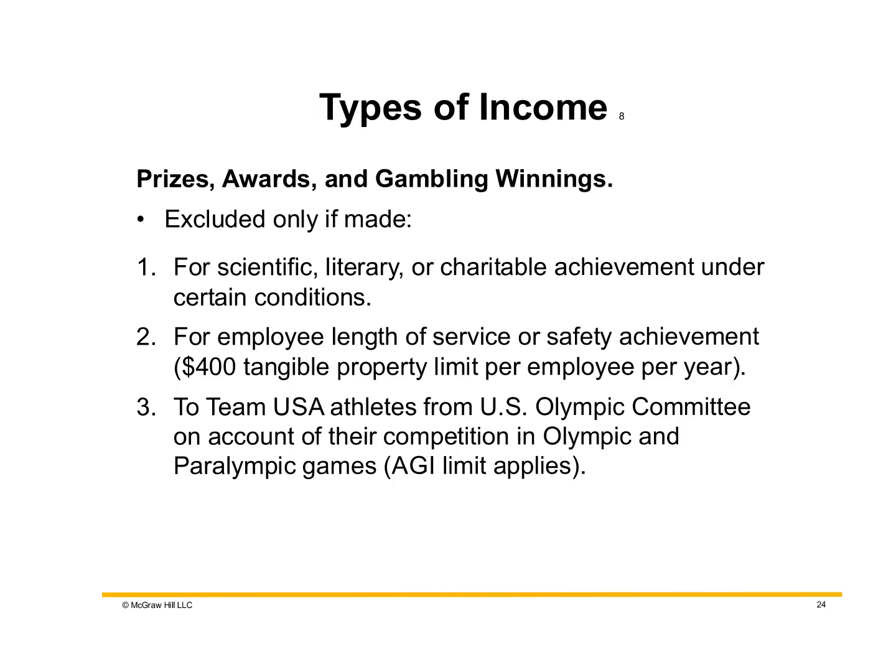those are excluded only if those were made for scientific, literary, or charitable achievement under certain conditions, for employee length of service or safety achievement, and there is a $400 tangible property limit per employee per year, or if the prizes or awards were made to Team USA athletes from the United States Olympic Committee on account of their competition in Olympic and Paralympic Games. And there are AGI limits that apply to those.